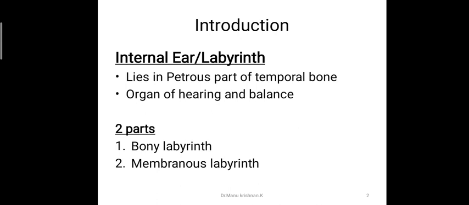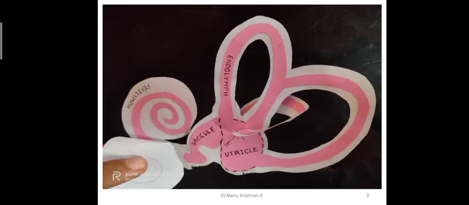Basically the internal ear is composed of two parts: a bony labyrinth and a membranous labyrinth. So it's very easy to remember. Here I have made a model so that you can clearly visualize them. The white color represents the bony labyrinth, which covers the complete membranous labyrinth, or you can say the membranous labyrinth is floating within the bony labyrinth. The pink color represents the membranous labyrinth.